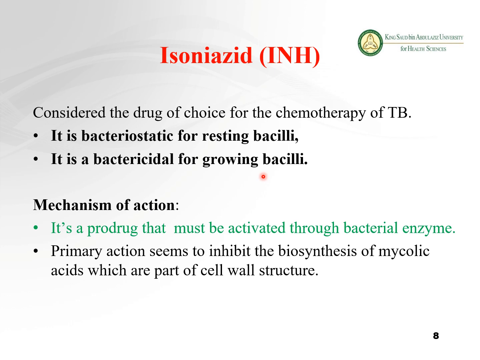Mechanism of action: it is a prodrug and must be activated through bacterial enzymes. So it is a prodrug, like we have discussed previously. It has to be converted to its active form by the bacterial enzyme. The primary action seems to be inhibition of the biosynthesis of mycolic acid, which is part of the cell wall structure that we have discussed. That is, mycolic acid is the main component of the mycobacterial cell wall, and isoniazid is inhibiting the synthesis of this mycolic acid.